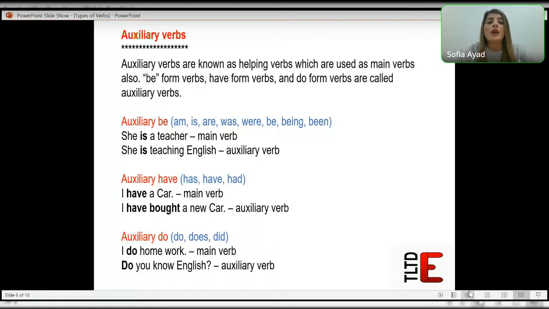Auxiliary have. For example, have, has, and had. I have a car. Have here is main verb.